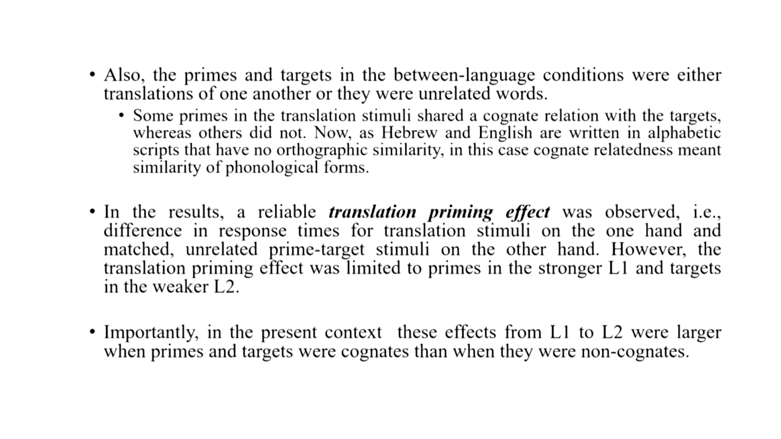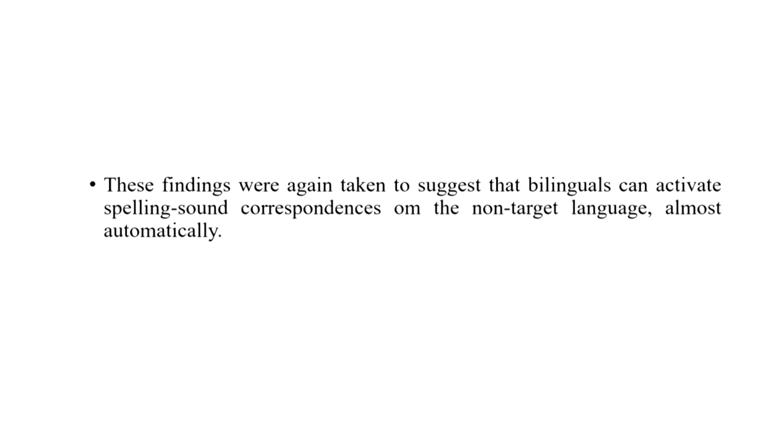In the results, a reliable translation priming effect was observed, which basically refers to a difference in the response times for translation stimuli on the one hand and the matched unrelated prime-target stimuli on the other. However, the translation priming effect was limited to primes in the stronger L1 and targets in the weaker L2, which tells us that this effect is happening more from the L1. Importantly, these effects from L1 to L2 were larger when primes and targets were cognates than when they were non-cognates. So, basically a higher degree of overlap both in the sound and the meaning is required here. These findings were taken to suggest that bilinguals can indeed activate spelling-sound correspondences in the non-target language almost automatically.